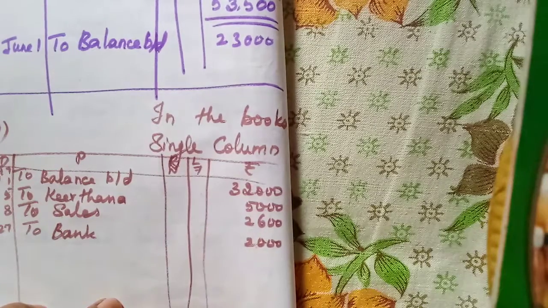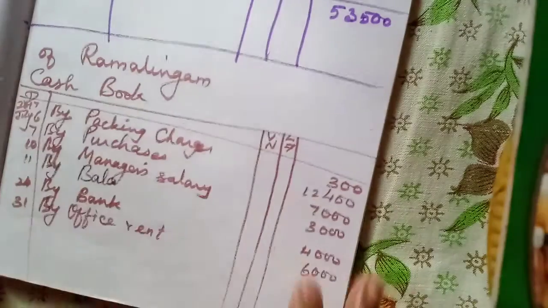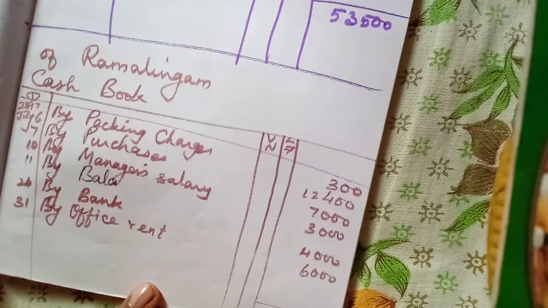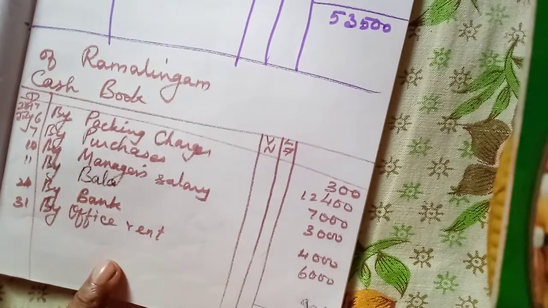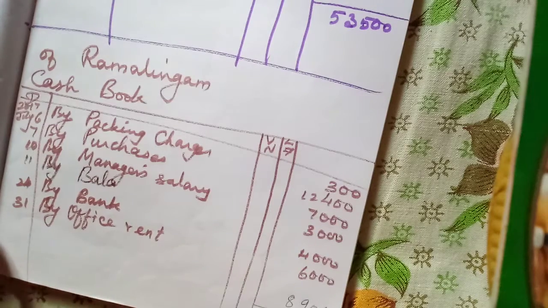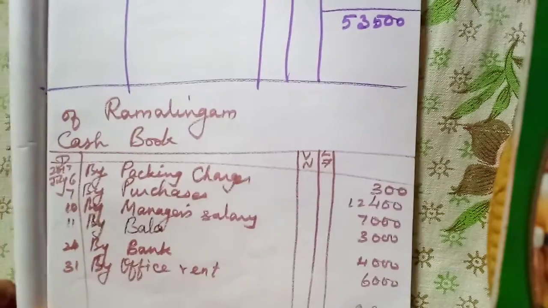9, 11, balance 1, 41,600. 7 plus 9, 16, balance 1, 7, 11, 14, 21, 23, 23 plus 8, 31. Okay, so we have got the answer.